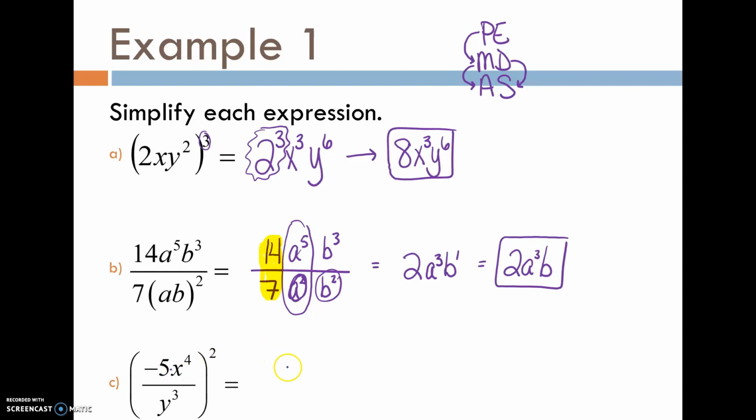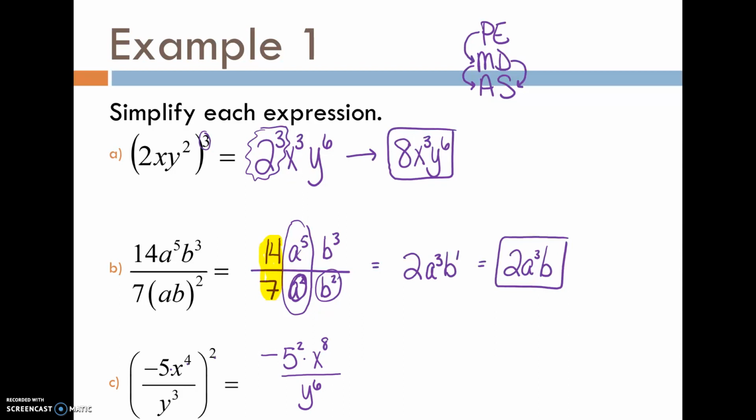So that exponent of 2 has to go on both of them. So we have negative 5 squared, x to the 8th, because 4 times 2 is 8, over y to the 6th.